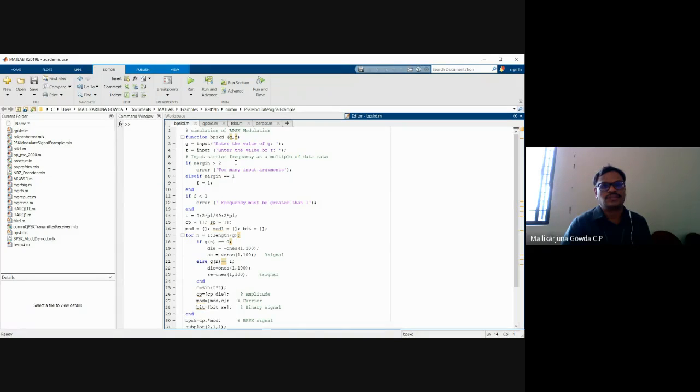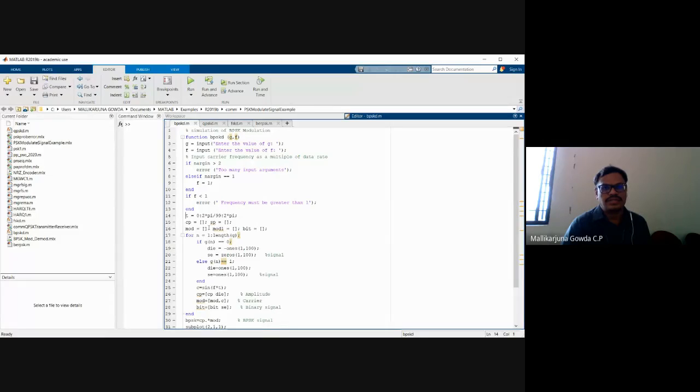Fine. So here I am putting a condition. If the number of arguments is greater than 2, I say too many input arguments. Otherwise, F will be equal to 1. When F is less than 1, I say the frequency must be greater than 1. And this is just for the time scale. While drawing a sinusoidal or cosine waveform, I am specifying the range of t, from 0 to 2 pi, divided by 99, to 2 pi.